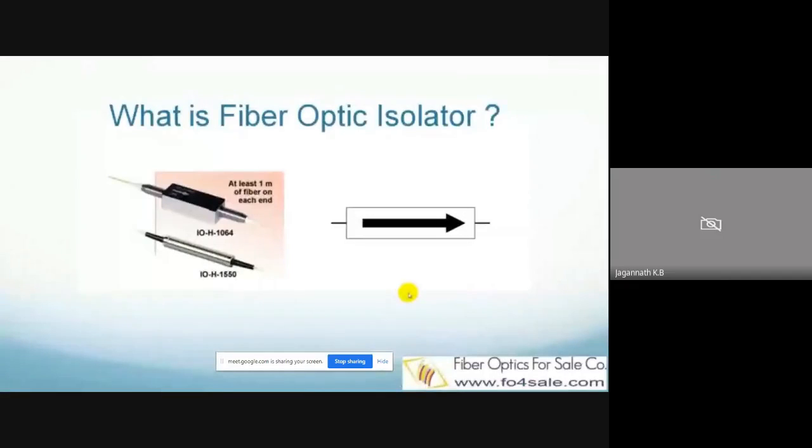Hello everyone, this is Colin from Fiber Optics for Sale. In this video, I will explain what is a fiber optic isolator. So let's get started. The picture at the left shows some fiber optic isolator products. So what is a fiber optic isolator? An isolator is an optical component that allows the transmission of light in only one direction. The light is completely blocked in the other direction. Isolators are used to prevent unwanted feedback into lasers, so the laser's operation is not disturbed by the feedback from the fiber optic system.